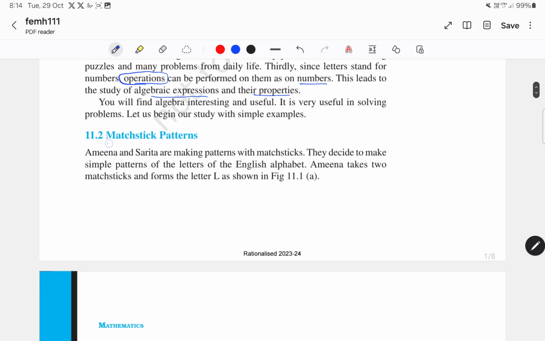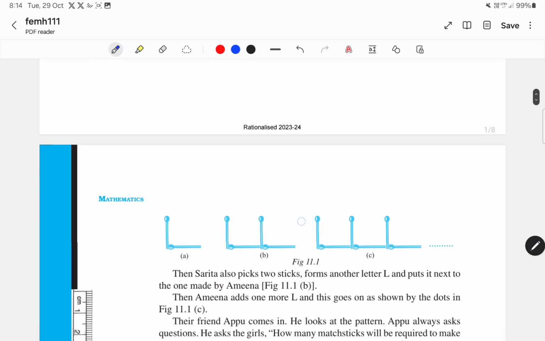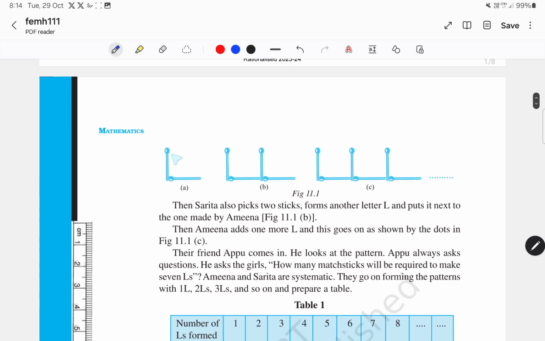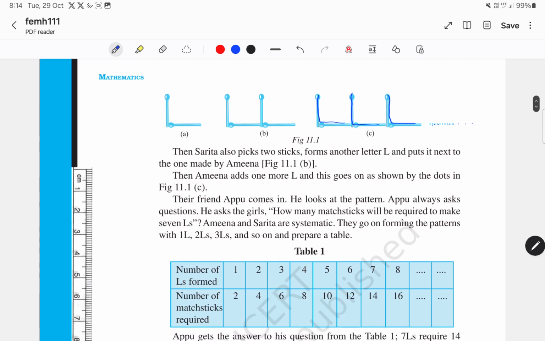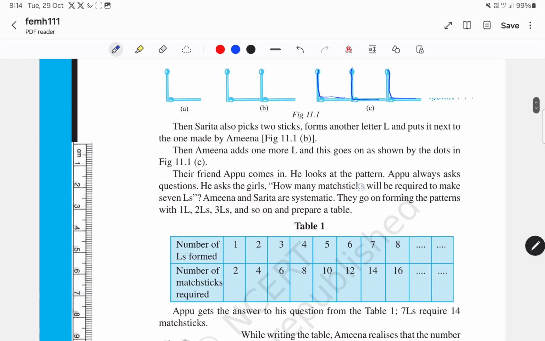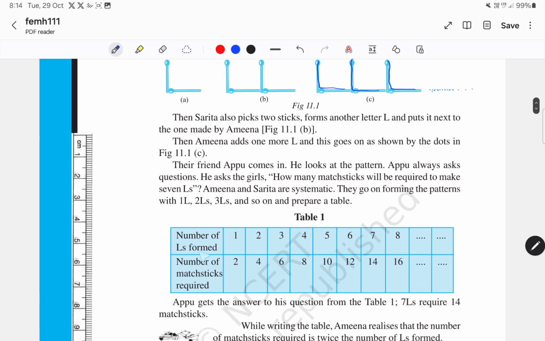So here is one topic, matchstick pattern. Here two matchsticks make an L shape. So these are two L's and we use four matchsticks. Here we use six matchsticks. These make three L's, 1 L, 2 L's and 3 L's, and so on. Sarita also picks two sticks. So the number of L's formed.